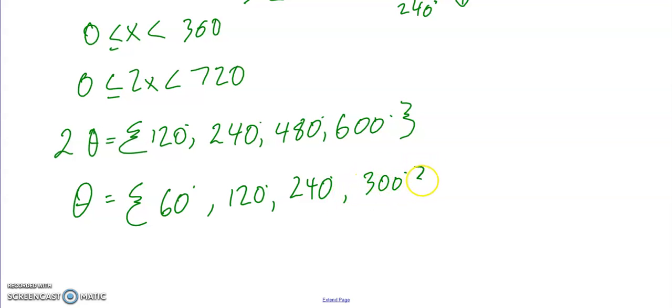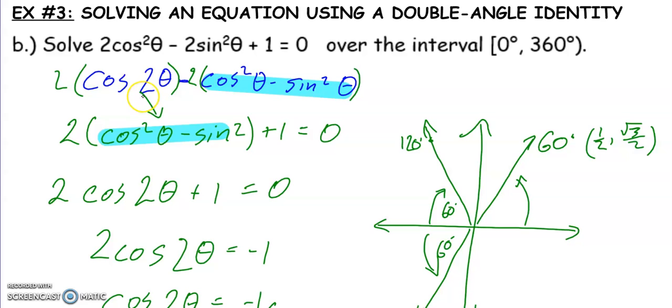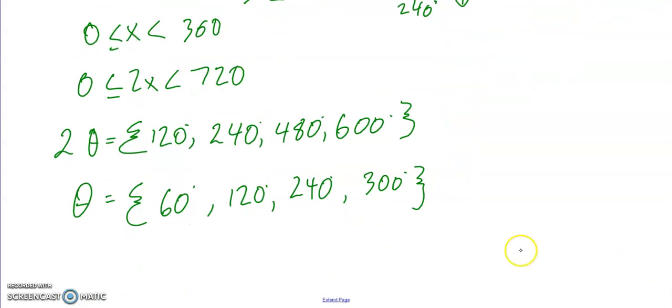Now this is not the only way I could have solved this problem, by the way. I could have used the fact that the cosine of 2 theta is also 1 minus 2 sine squared theta. I could have solved it using that one and just got my answers without the double angle. That would have worked as well.